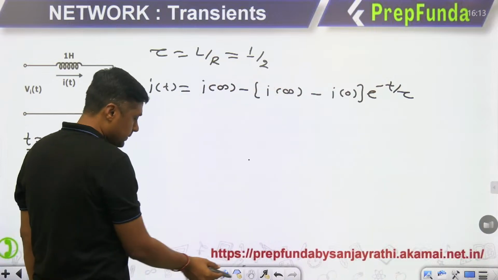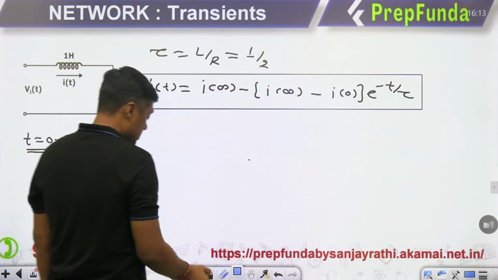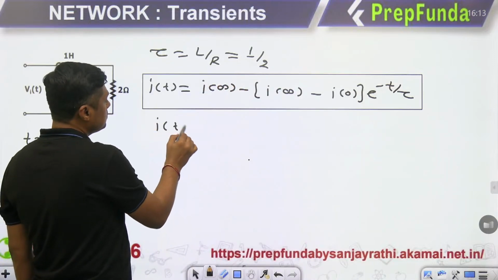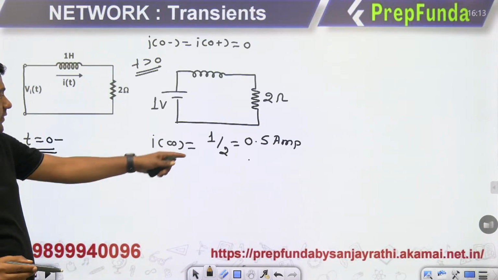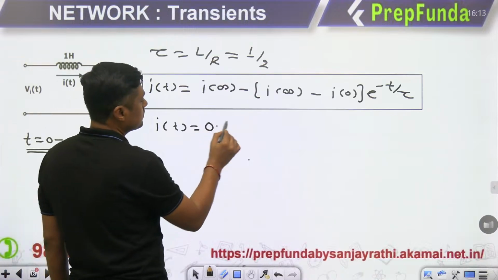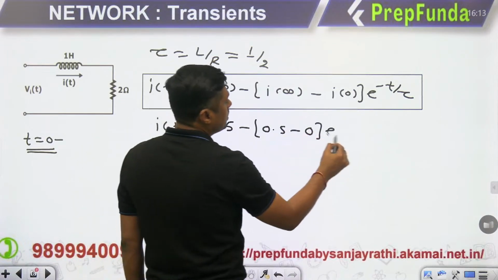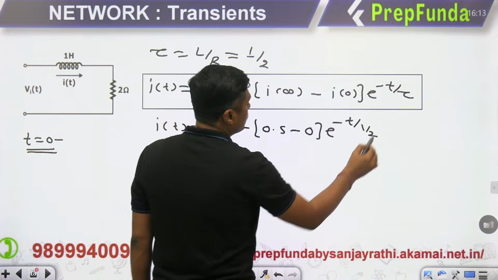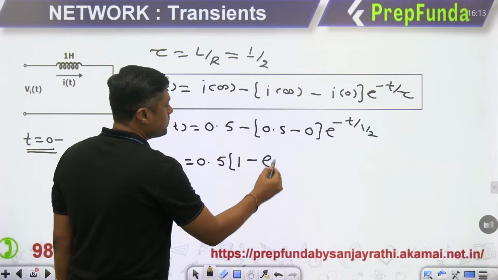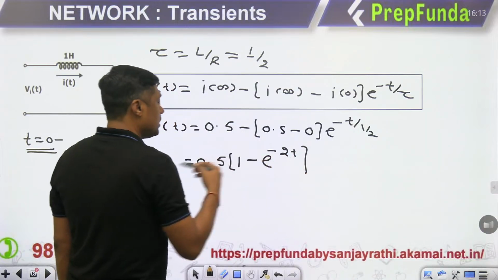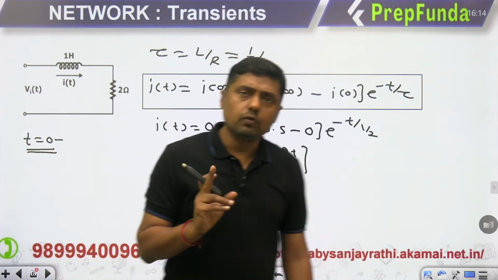This is one equation. Okay, then what is the final value? We have calculated the final value 1 by 2. This is the final value 0.5. What is the final value? 0.5. Initial value 0. t by tau means t times 2. Then its equation will become 0.5 (1 minus e raised to power minus 2t). And that is the equation. Exponentially increasing function.